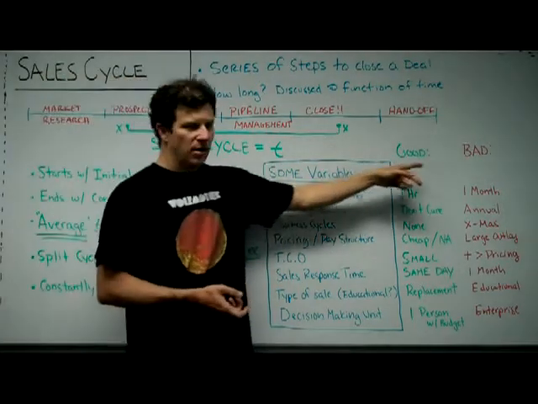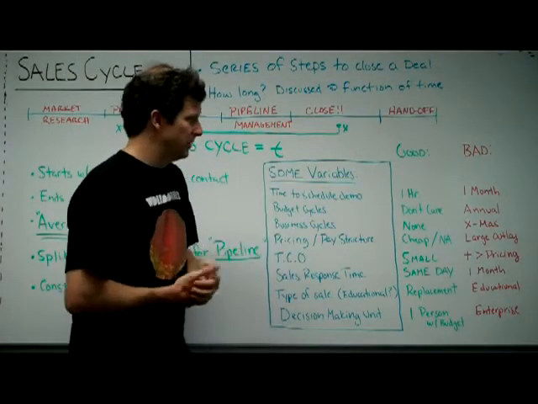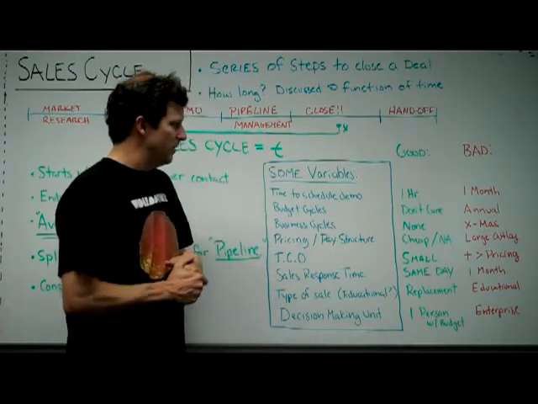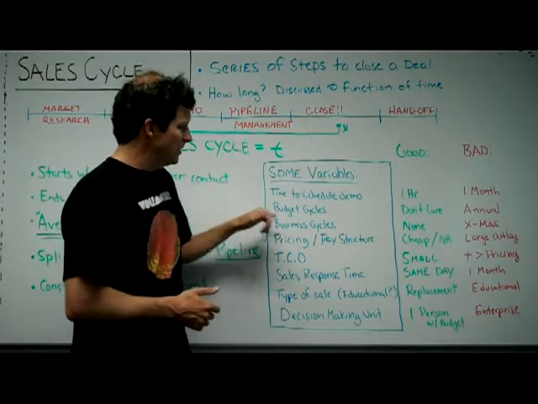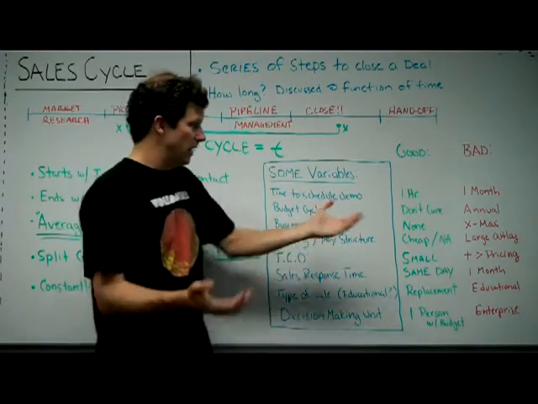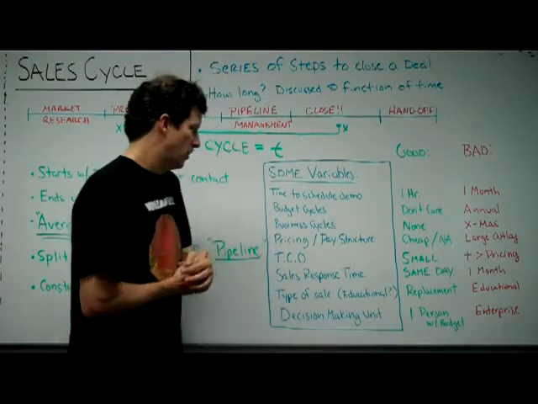So let's look at some good outcomes and bad outcomes. In a perfect world, your sales cycle is going to be really fast. Time to schedule a demo, I can schedule a demo on the internet in an hour. Budget cycles, I don't care, I don't have a budget cycle. A business cycle, I don't have a business cycle either. I can make a decision whenever I want.